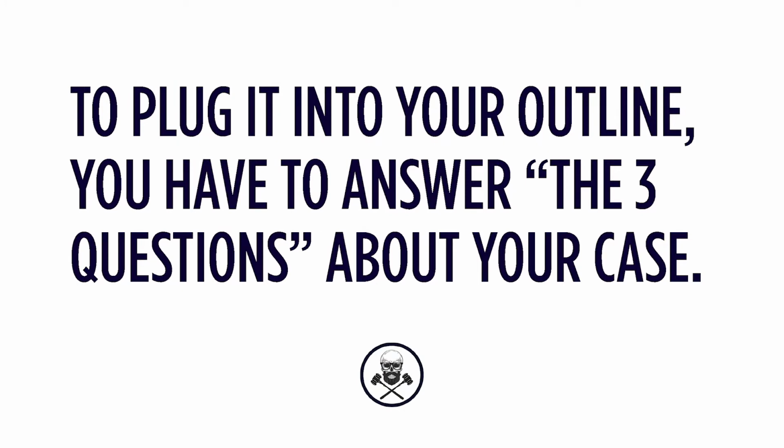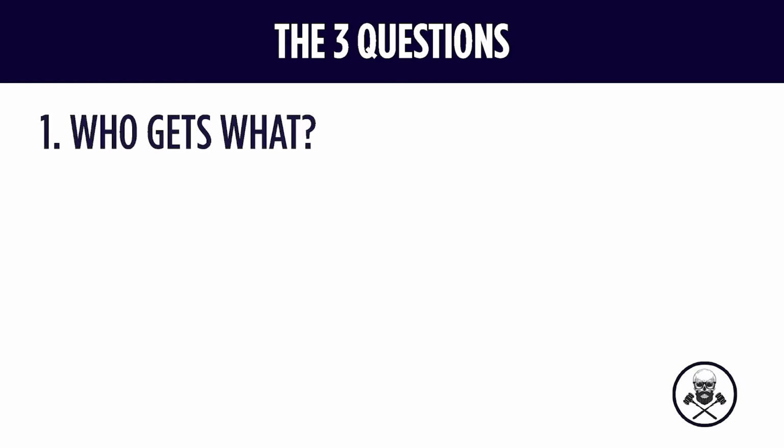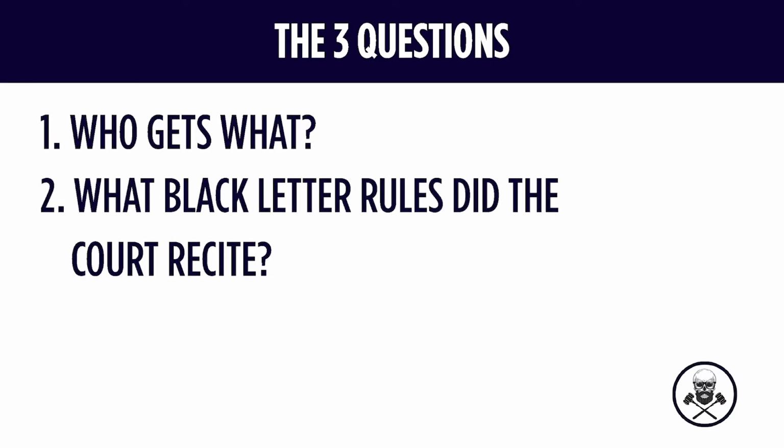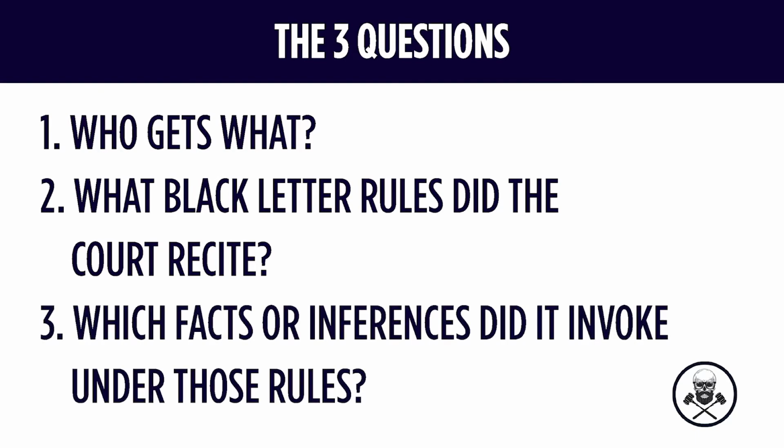So whenever you read a case, just answer these 3 main questions and you'll be in a good position to integrate whatever that legal proposition in that case is into the broader corpus of your subject, whether that's torts or whatever else, okay? So answer these 3 questions. Who gets what? What black letter rules did the court recite? And which facts or inferences did it invoke under those rules? As long as you can identify the answers to those questions, especially which black letter rules the court recited, you've gone a long way towards being able to incorporate that case into an outline.